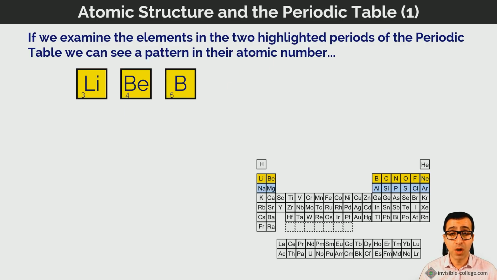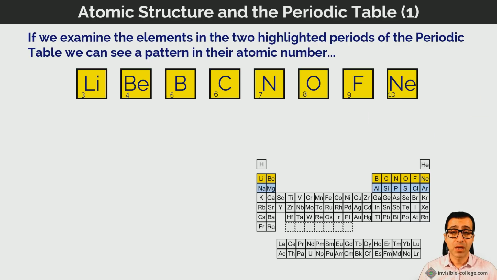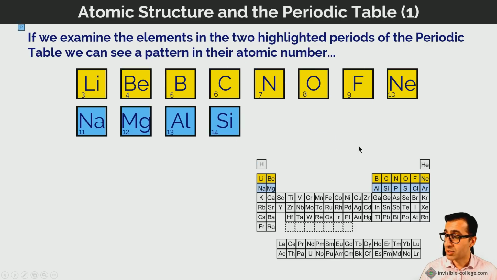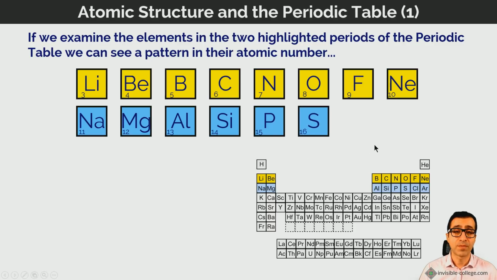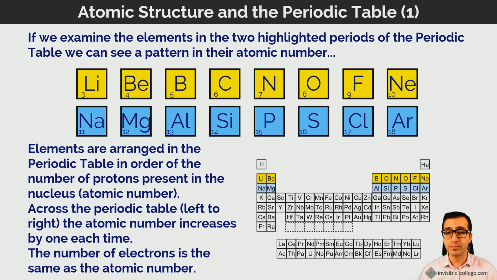The atomic number goes up by 1 as you go from left to right across the periodic table, as we can see here. Now, if you go down a period, from one period to the next, we see that the pattern continues. We ended with neon at 10, and we continue the next period with sodium at 11, magnesium at 12, aluminium at 13, and so on and so forth. And so generally, as you go from left to right across the periodic table, we find that the elements increase their atomic number by 1 each time.